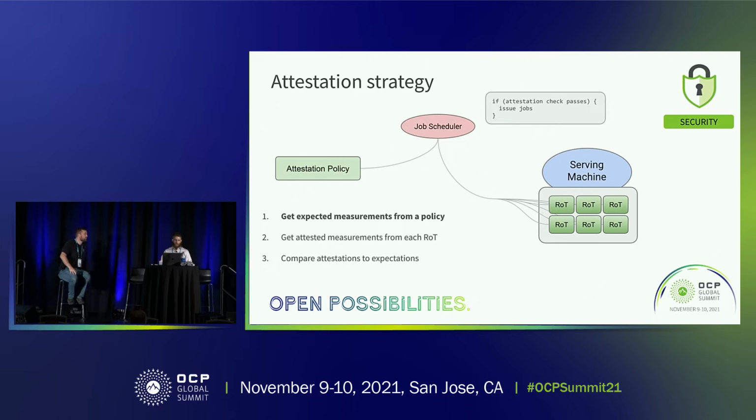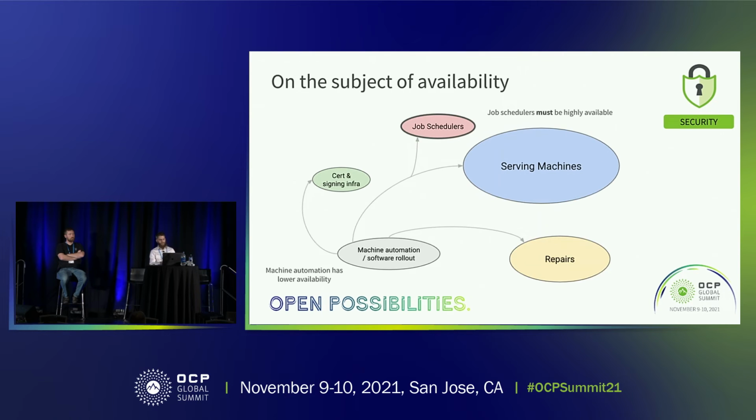All right, so as mentioned, the job scheduler needs to know two things to do an attestation: what we expect to have booted on the machine and what actually booted on the machine. So let's talk about what we expect first, which is in that attestation policy.